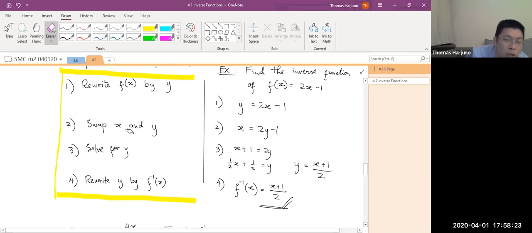Okay, so that's why when I teach how to find inverse function, I want you to write it in these 4 steps, not 3 steps, not 2 steps, not no steps, not just like this. No, I need you to write step 1, step 2, step 3, step 4.